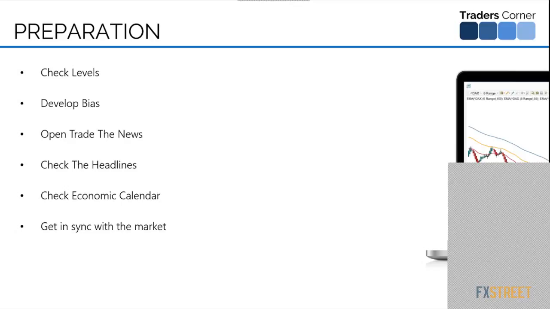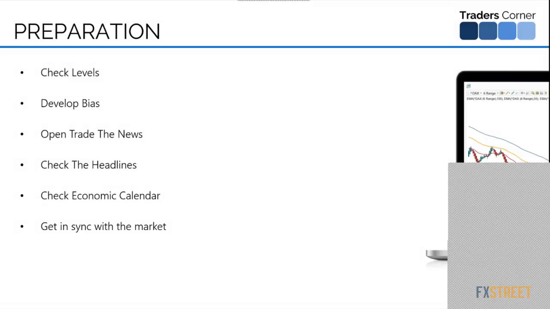Then I'll check the economic calendar to make sure I know when the key news announcements are. It's not that I won't trade when there are news announcements, because often that provides me the volatility that I'm looking for to be able to take the profits. I just need to be aware of them. So I don't want to be taking a trade at 8.29 if at 8.30 there's some sort of big news announcement coming out.